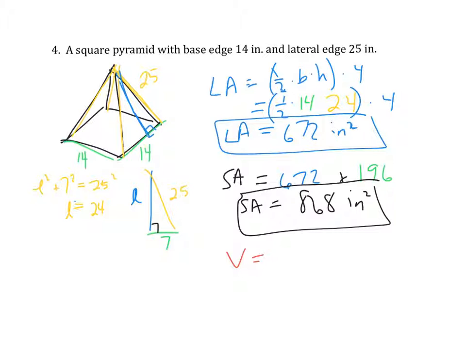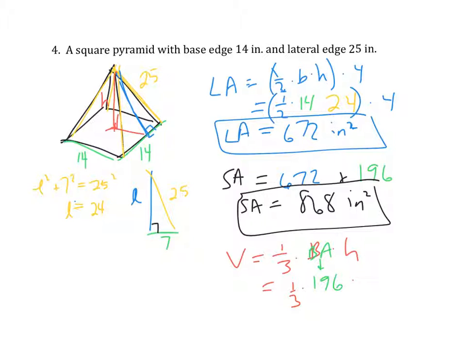You're saying, yeah, this isn't too bad. I agree. Not too bad. One third base area times height. Again, this is my base area, and I know that that is 196. So I've got one third times 196 times my height, and again, the height's not drawn in there. So, whoops, let's draw that in there and try to make that look as good as we can. So go to the middle of the base. So that's my unknown height.